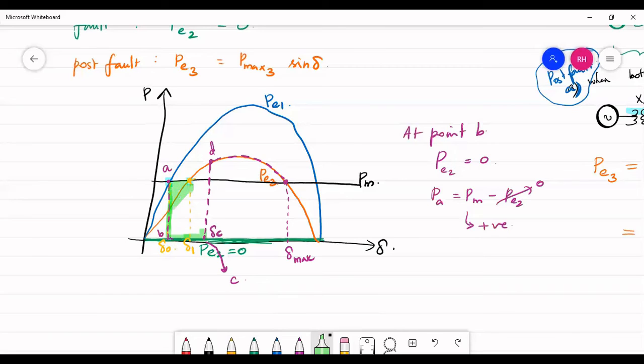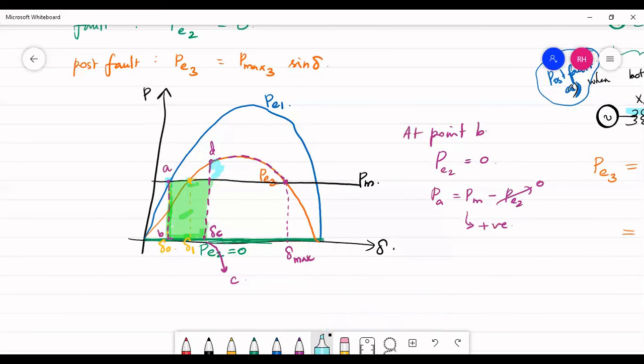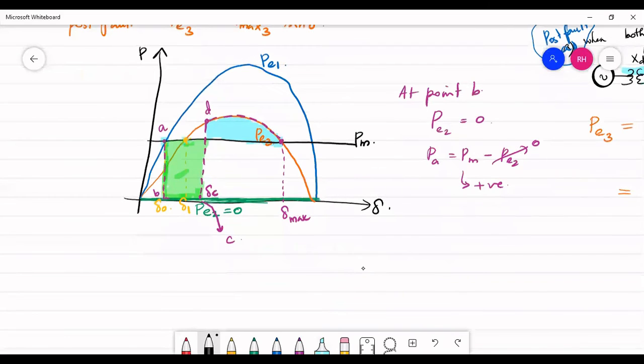So this is the accelerating area, and the area above Pm and PE3 is the decelerating area. So let us highlight them and now express it mathematically.